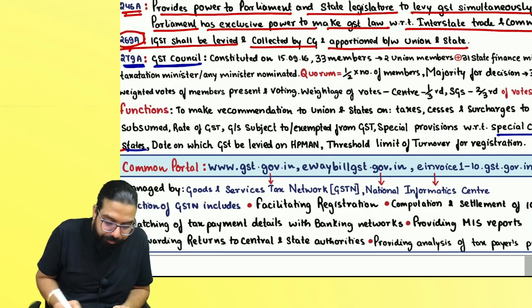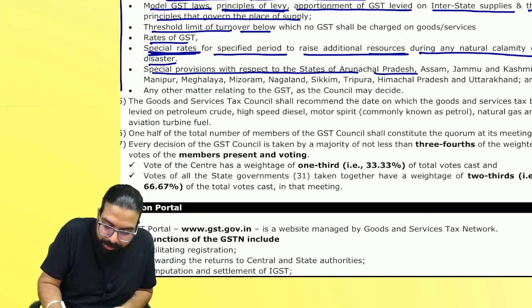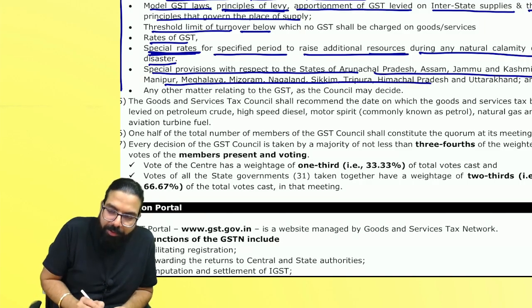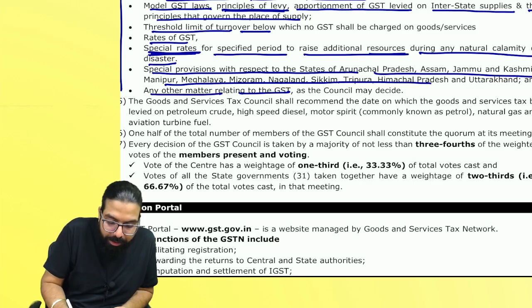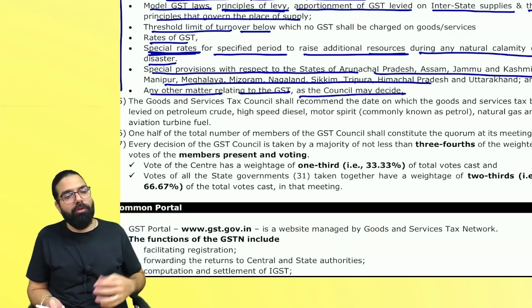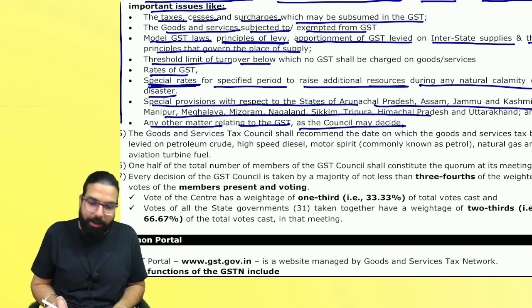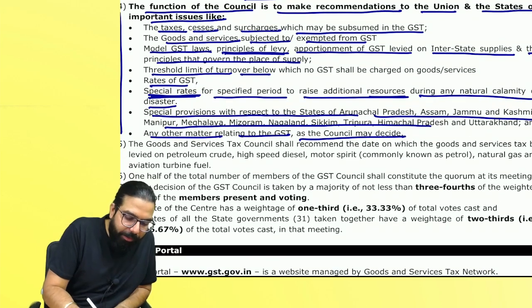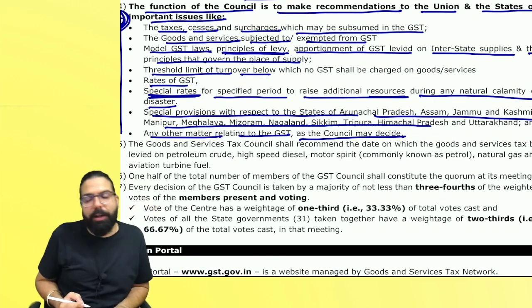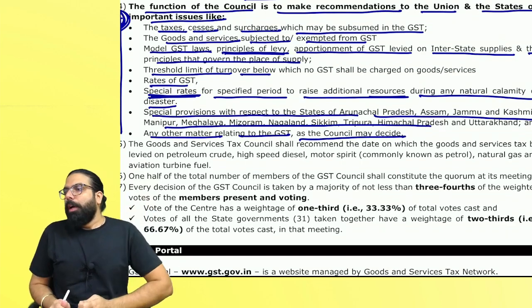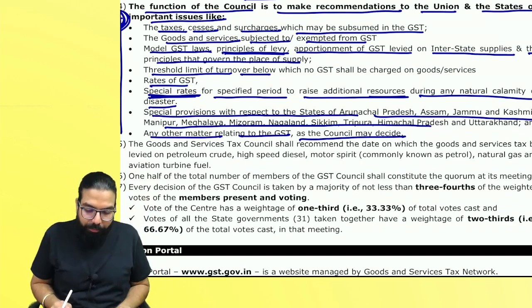Now, please come back. So for this special category state, they will go ahead and make what? Special provision. And any other matter relating to GST, as the council may decide, also that will be the function of the GST council. Sir, in the exam, it is very, very important. They have gone ahead and asked twice. And I feel this is the one important thing from this chapter.